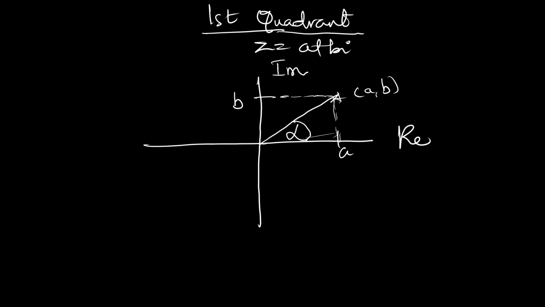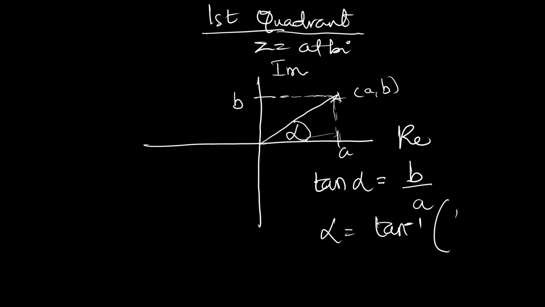So we can use the trig functions. So here you can use tan. So tan alpha is going to be opposite, that is b over a, right? Opposite over adjacent. So alpha will be equal to tan inverse of the absolute value, always the angle should be positive, of b over a. So this is what alpha will give us.